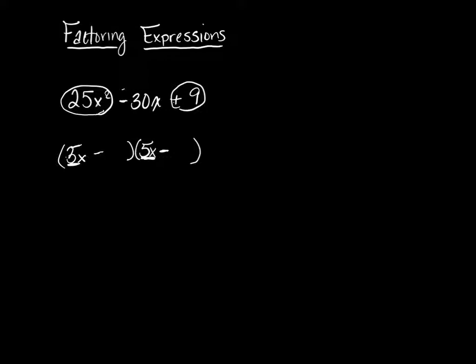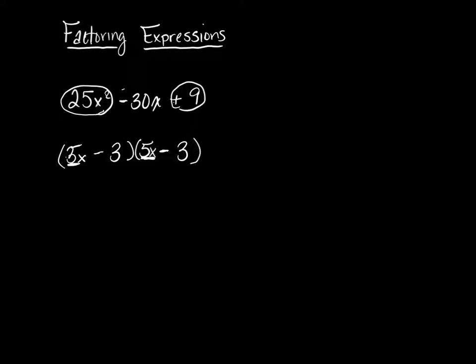So with that being said, the only factors that make up 9, when you multiply them by themselves, you have 9 times 1 and 3 times 3. And for the sake of keeping things easy, we're going to do 3 times 3. And we're going to hope this works out. So this is my factored expression, and you just have to check it and see if it works.